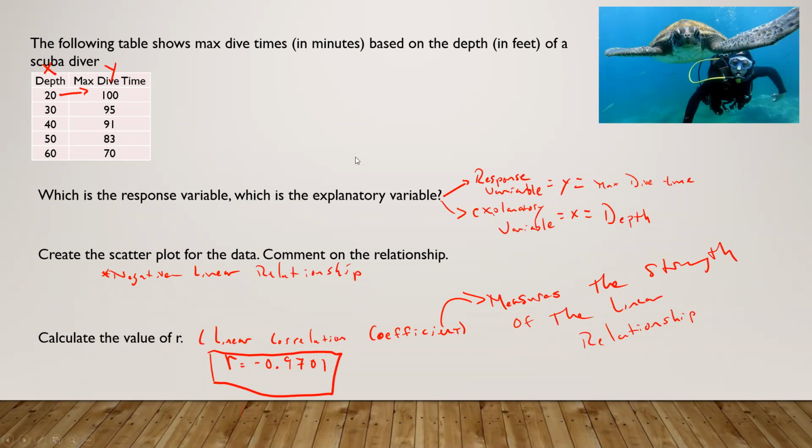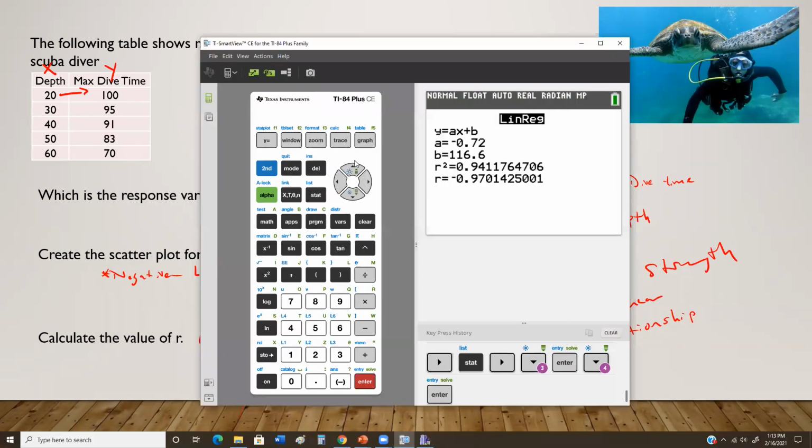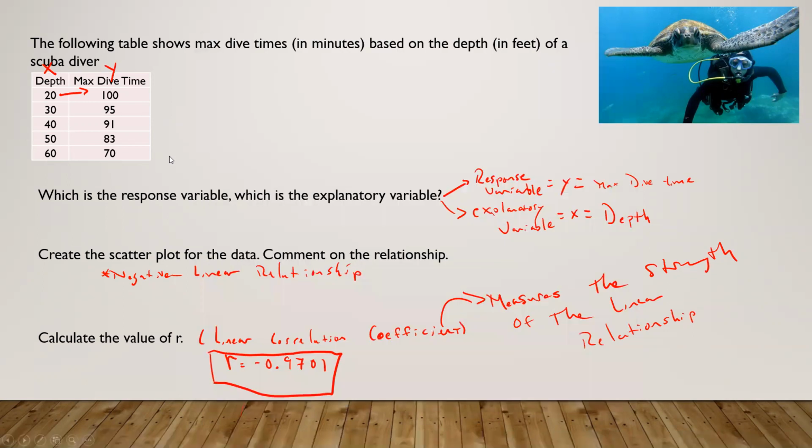Professor, really quickly, R squared would be... The R squared we're not going to talk about in this class, but just as a brief side lecture here, okay? R squared is what's called the coefficient of determination. So it's 0.9411. And I'm just going to explain what it means, okay?